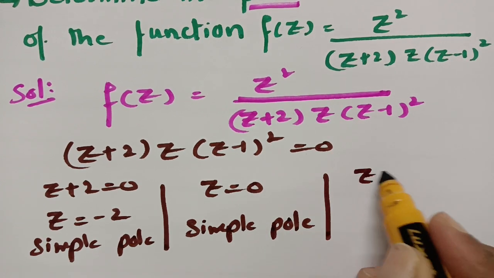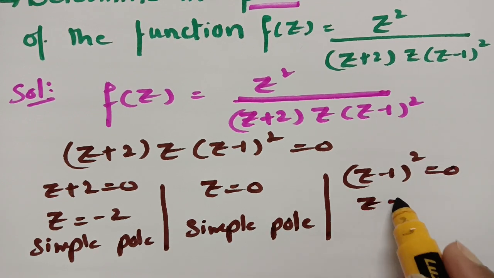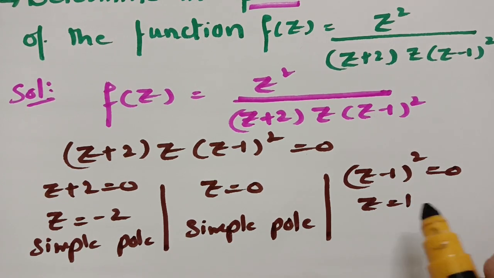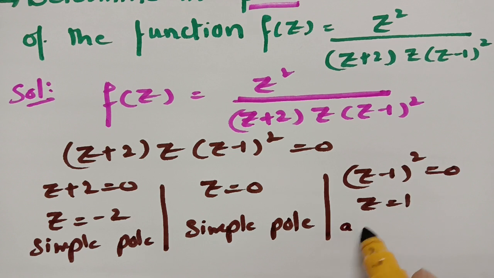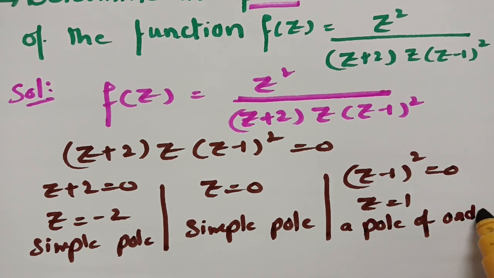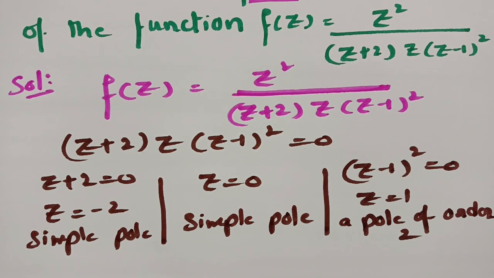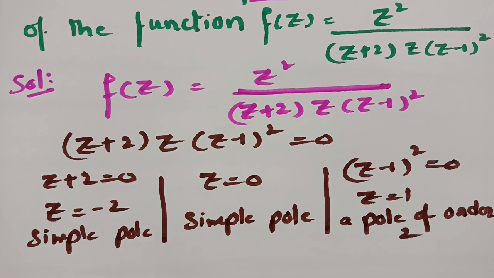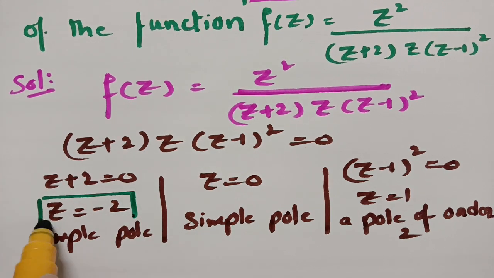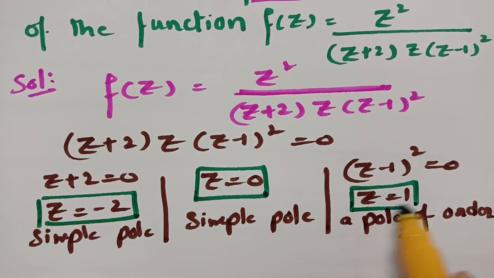If I equate (z minus 1) square to 0, I get the value of z is equal to 1 for 2 times, which is a pole of order 2. So we got the pole values: z is equal to minus 2, z is equal to 0, and z is equal to 1.